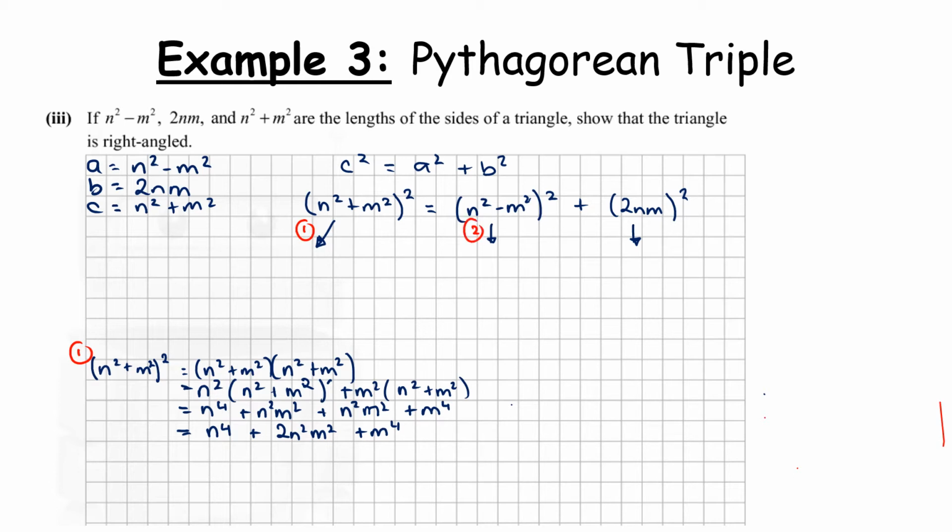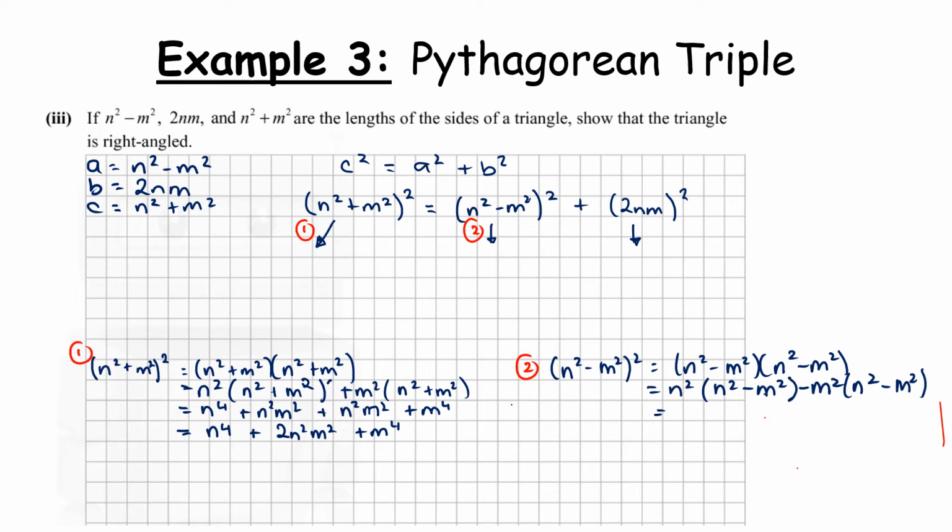Our second piece, we have something similar. We're going to work that through. So we have n squared minus m squared, squared, which is n squared minus m squared times n squared minus m squared. First thing I'm going to do is split our brackets. n squared bracket n squared minus m squared, minus m squared times n squared minus m squared. We get n to the power of 4 minus n squared m squared minus n squared m squared plus m to the power of 4. Simplifies down to n to the power of 4 minus 2n squared m squared plus m to the power of 4.